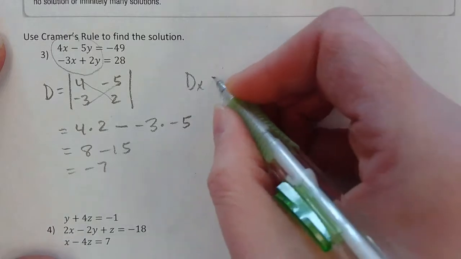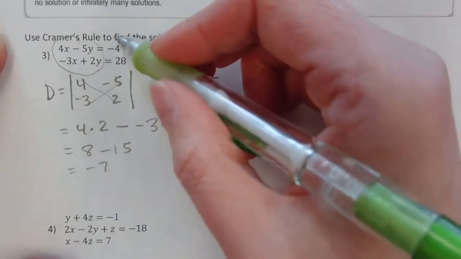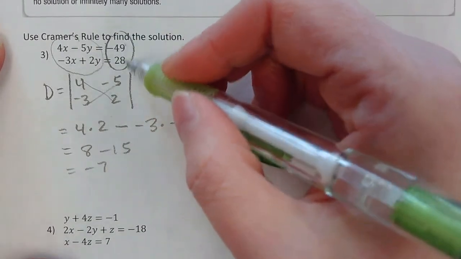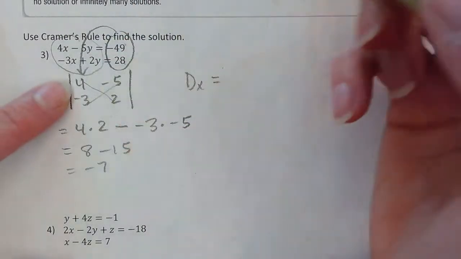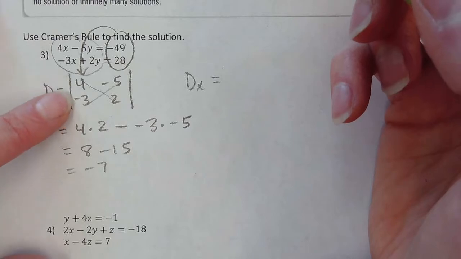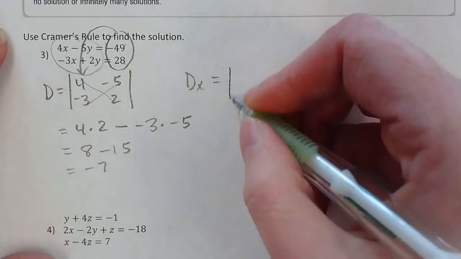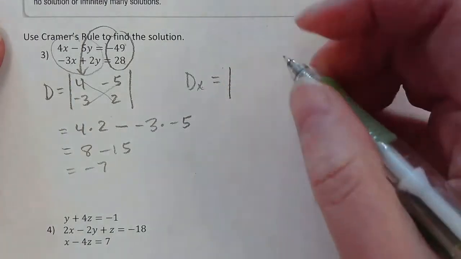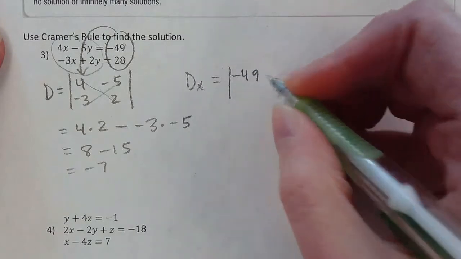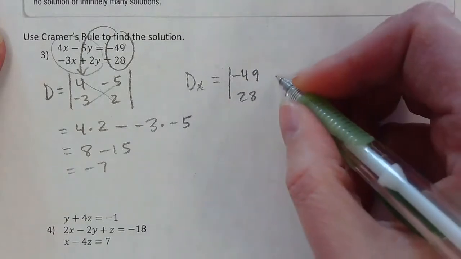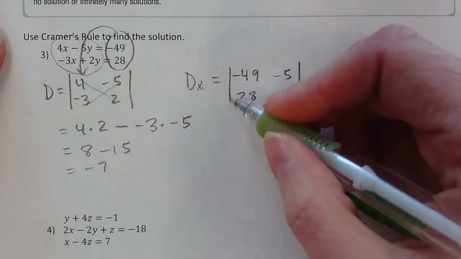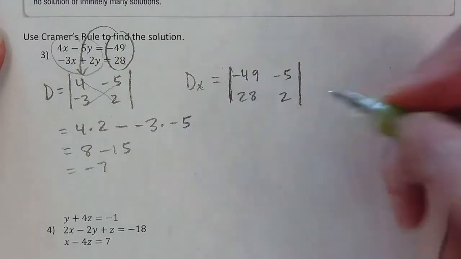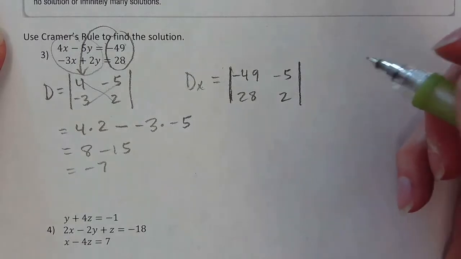Okay, now when I find my X determinant, I take my answer column, the negative 49 and 28, and I'm going to replace my first column here, my X's. Because I'm finding my X determinant, I get rid of the X's and I use my answers, the negative 49 and the 28. And you'll notice I'm not writing this exactly as a matrix. I'm just putting these lines around it, which was our notation for finding the determinant.